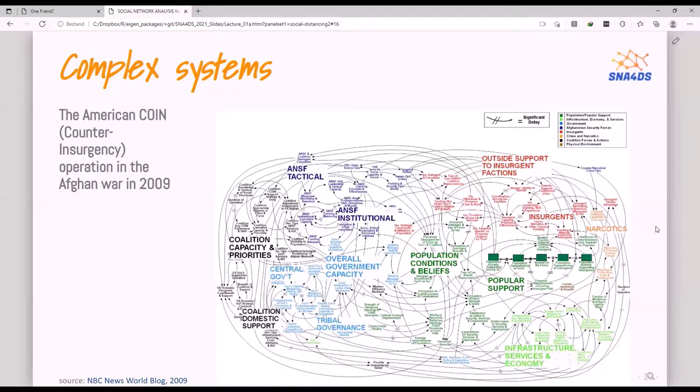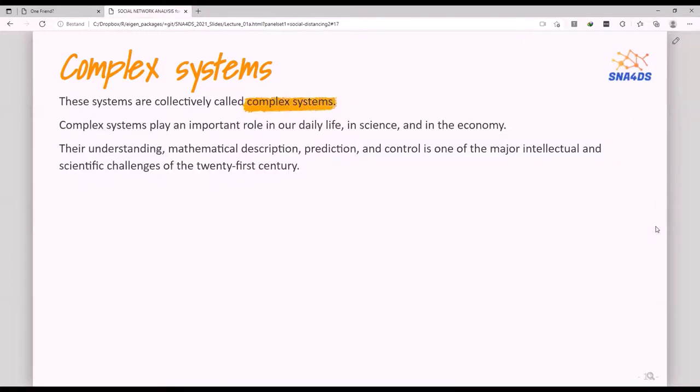And actually, a general who saw this picture at the time commented that by the time we actually understand this picture, we will have won the war. It's that complicated. They didn't understand it themselves. And this is just one aspect of the world that we live in, right? These kinds of systems are collectively called complex systems. And I'm sure that some of you have some background in complex systems before you came to JADS, so you'll recognize the ideas.